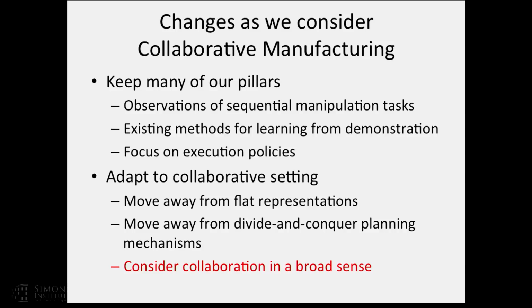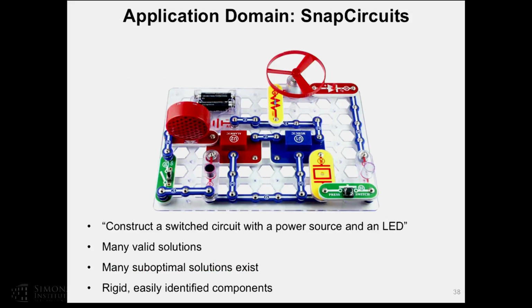All right, let me take this one step further. Once we start considering supportive action in addition to just task-based or task-directed activity, we need to think about the kinds of ways in which we model collaboration. And I'm going to do this with a different application domain. We're still going to use an industrial-grade robot, but we're going to use a very simple kid's toy to demonstrate this.